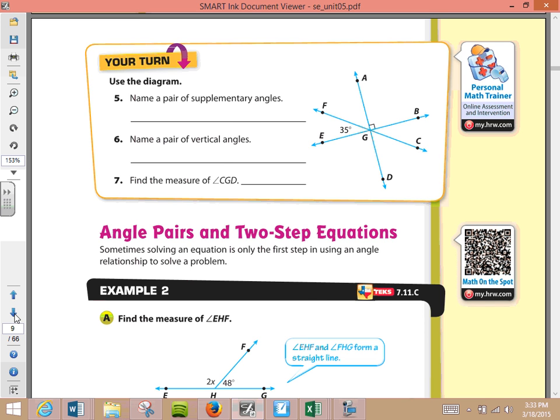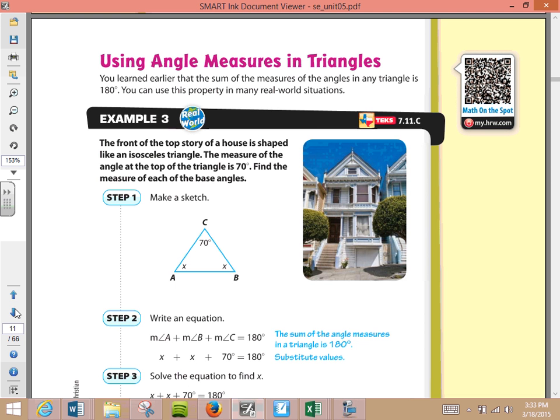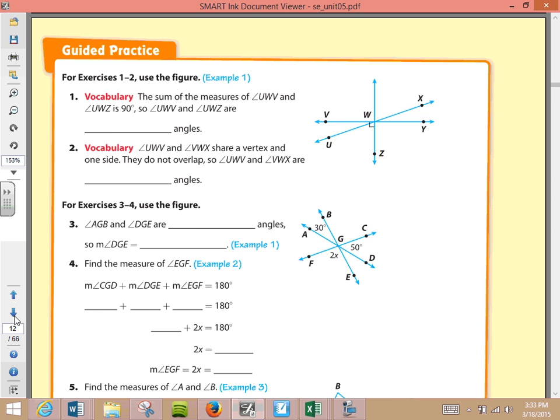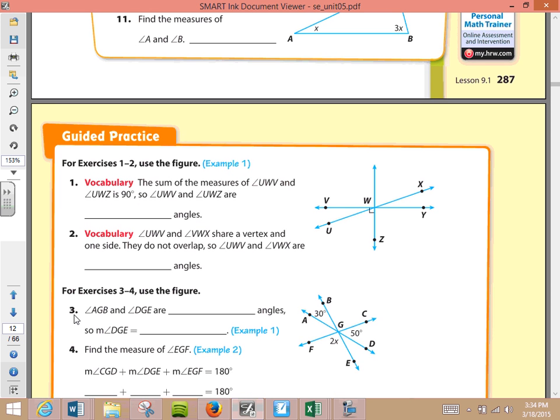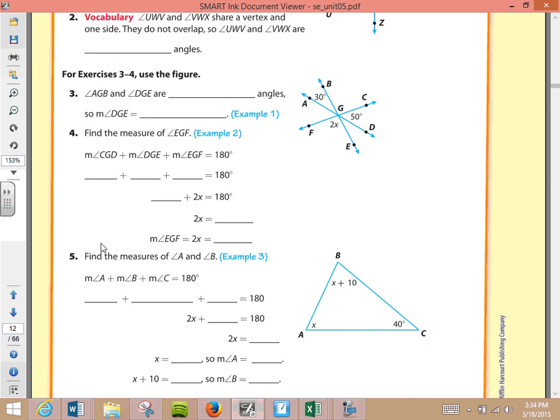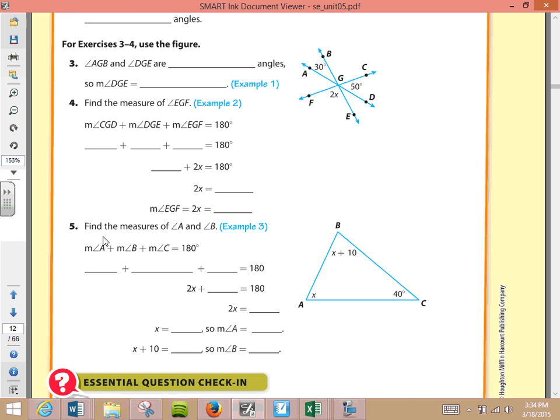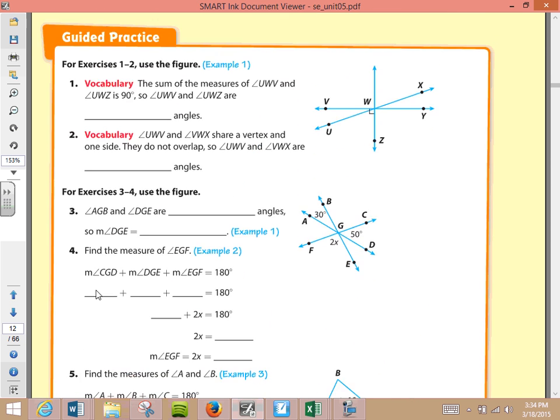Okay, so in your book, you're going to do page 288 for homework. This one right here. No, just this part. 288.